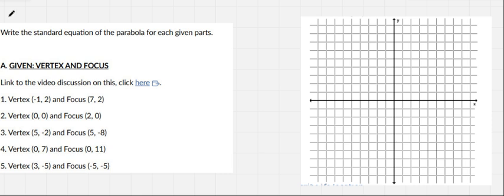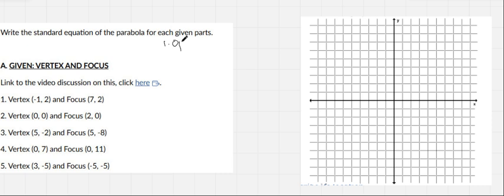This time we're going to talk about writing the standard equation of the parabola for every given parts. So let's have given vertex and focus. We have number 1, vertex is at -1, 2, and focus is at 7, 2. In writing our standard equation, we have to identify the following.